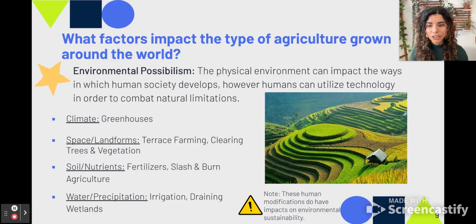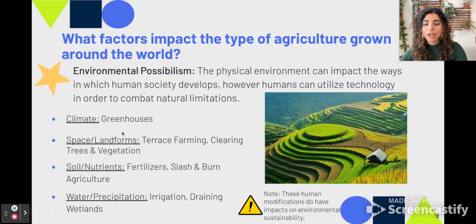However, humans can utilize technology in order to combat natural limitations. So this is not environmental determinism, right? This is environmental possibilism. And this kind of opens up this idea of people being able to farm both plants and animals, even in conditions that might not be perfect.